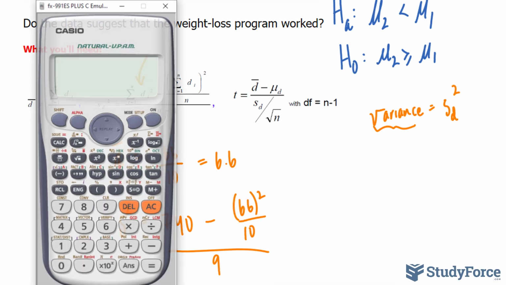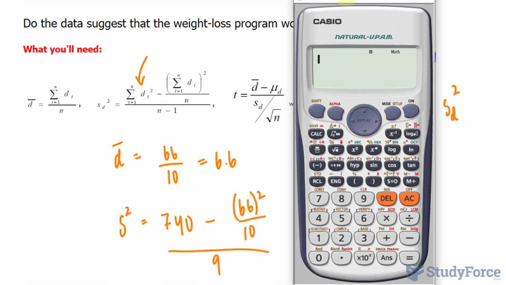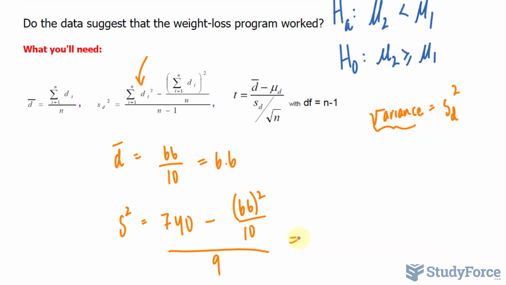So let's use our calculator. 740 minus, at the top, 66 raised to the power of 2 divided by 10, and divide that by 9. We get this, and if we square root this, we get 5.815. I'll round that to two numbers after the decimal place, so 5.82. We got the standard deviation, we got d bar, now we can calculate the t-value using this formula.